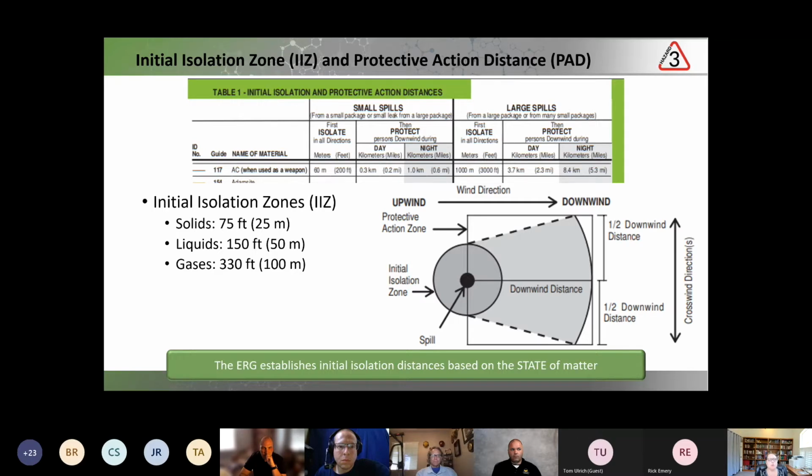Now, you remember in your emergency response guidebook that we have the picture that shows us the area of the spill, and our initial isolation zone will go in all directions. Because spills can have some backward movement and some upwards and sideways movement, we want to make sure that our initial isolation zone is all the way around the spill. And then we'll use our protective action zones in the wind directions. That way we're erring on the side of safety, upwind and downwind.